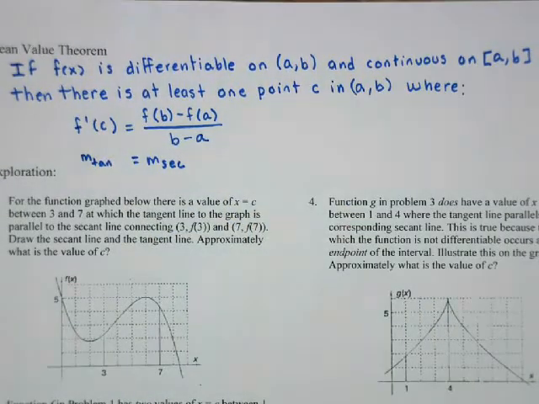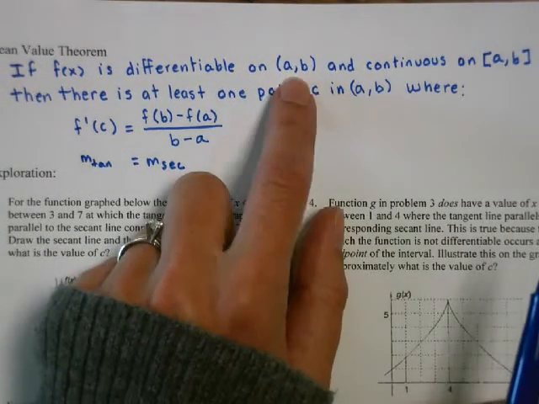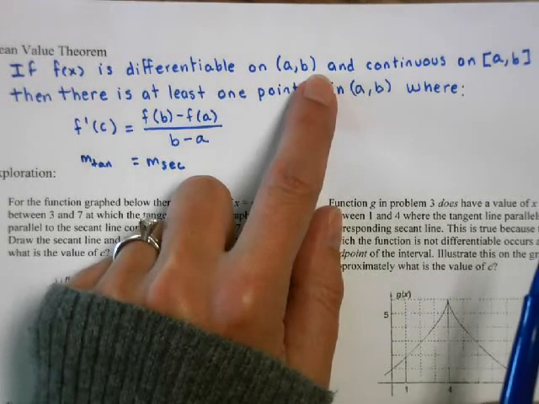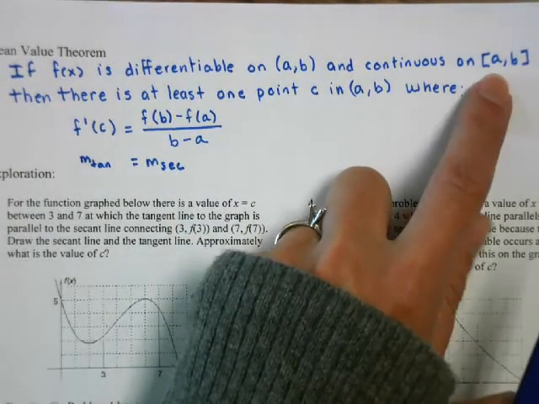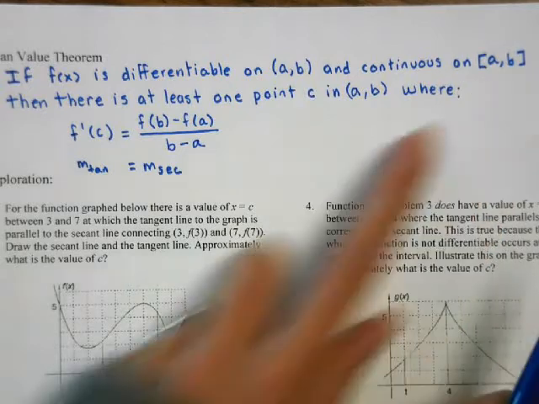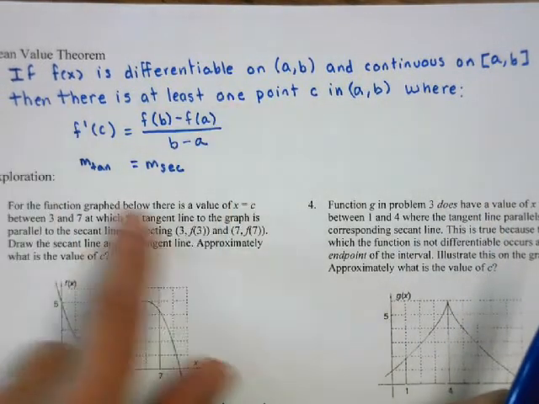So we're going to go through a little exploration that'll demonstrate a couple of characteristics here. One, why it's the open interval for differentiable, but the continuous has to be the closed interval, and then just looking at this concept.